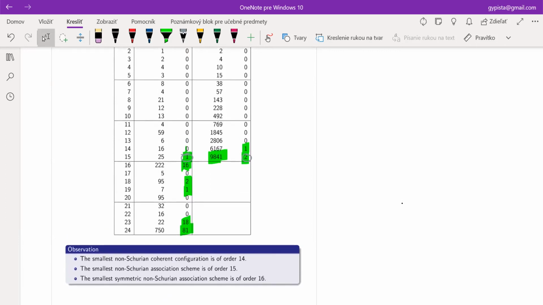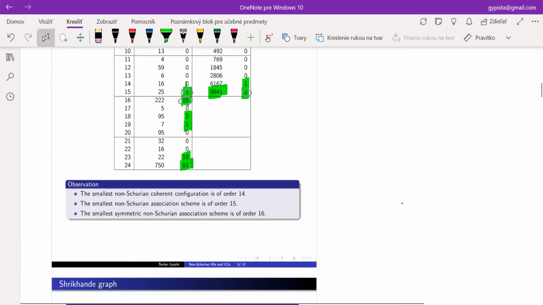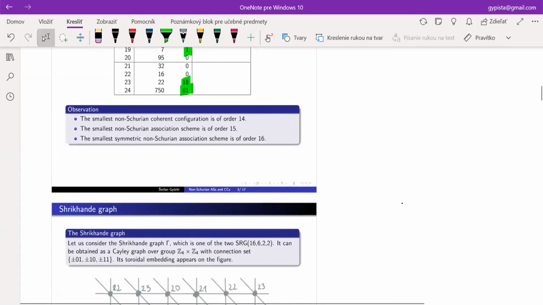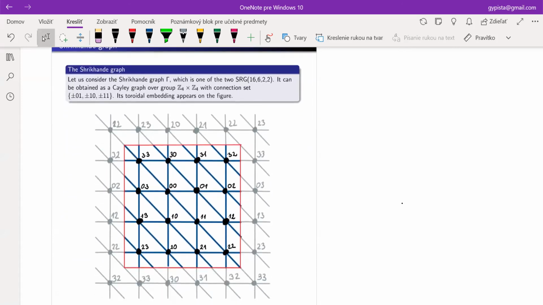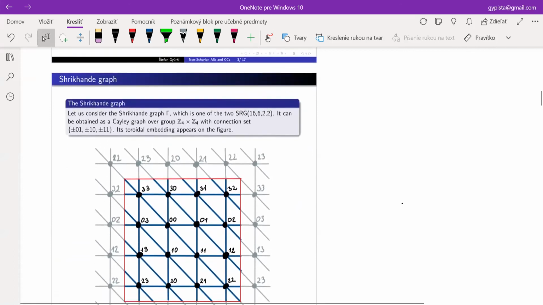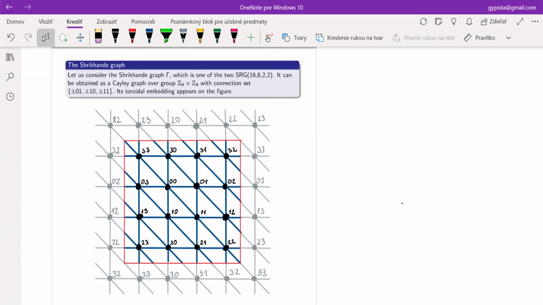And one more observation, which is not visible from this table I am showing you: on order 15, the non-Schurian association scheme is not symmetric. But on 16 vertices, there are a few association schemes which are non-Schurian and symmetric. So I think in the first step, we can consider a symmetric non-Schurian association scheme because it is, in my eyes, much easier to work with than other objects.